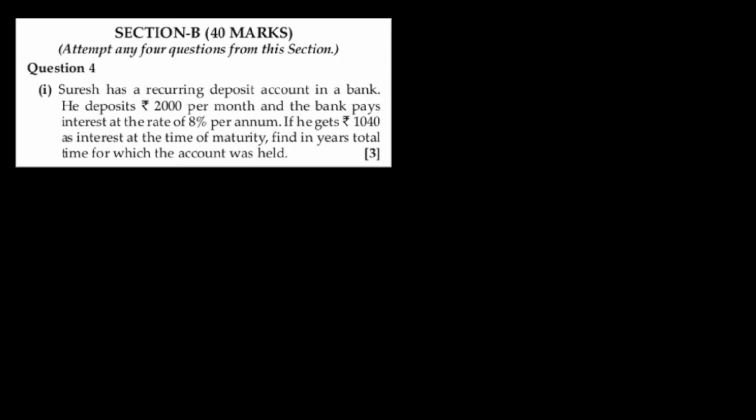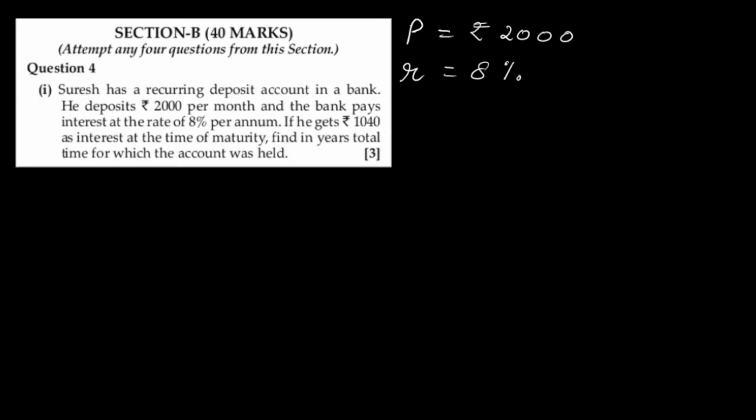When you are attempting these types of questions, always write what is given to us and what we have to find. Suresh has a recurring deposit account in a bank. He deposits rupees 2000 per month. So monthly deposit is principal. So principal is equal to 2000, and the bank pays interest at the rate of 8% per annum. So rate of interest is given as 8%.